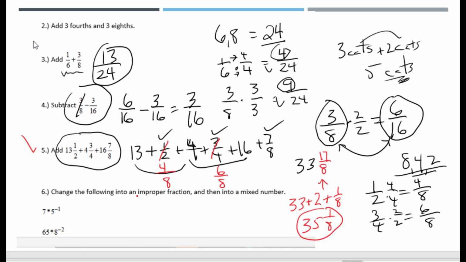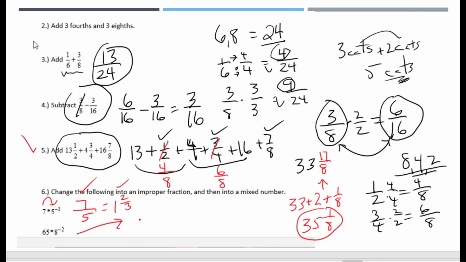Change the following into improper fractions and then a mixed number. So 5 to the negative 1, I have 7 of these. And here that would be 1 2/5. So there's your improper fraction and your mixed number.